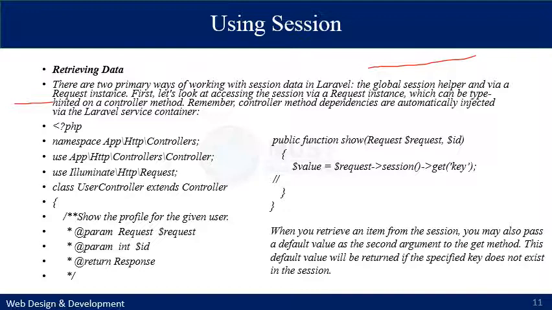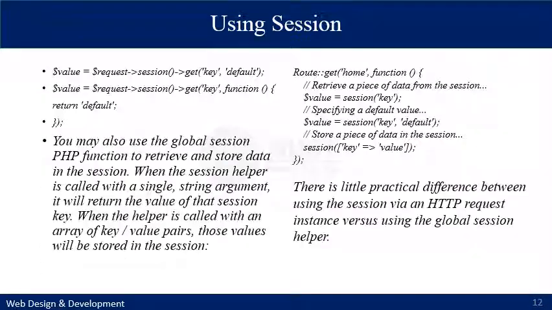Again, the simplest way to get the session is by using the request object: you can get the request object and access its session method to get the specific session key. When you retrieve an item from the session, you may also pass a default value as the second argument to the get method. This default value will be returned if the specified key does not exist in the session.